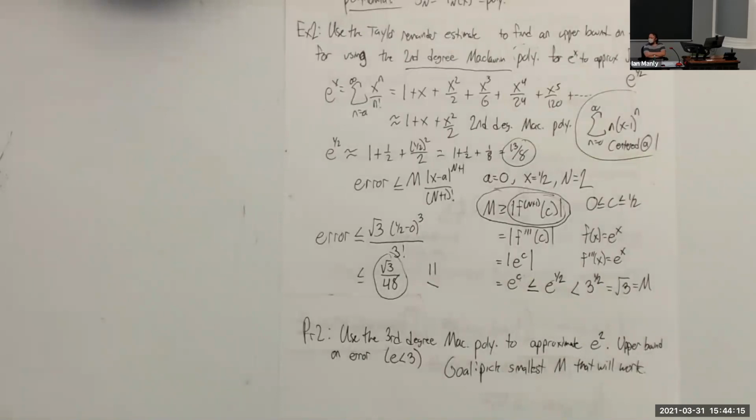We find n. N is just the degree of the approximation. So n is going to be 3 for this.